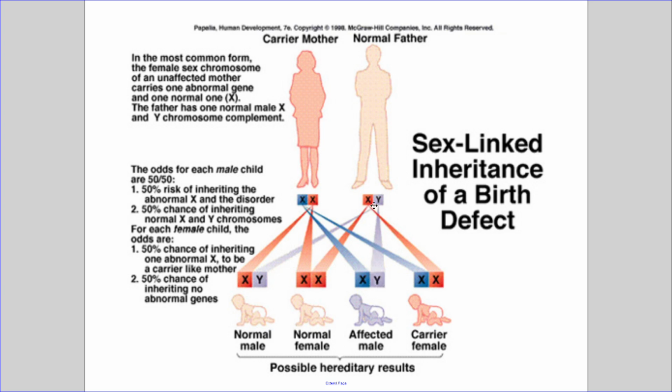And then you could also have a good X from dad and a bad X from mom. That would be a carrier female. So she wouldn't be affected by the disease because she happens to have a good X that she got from her dad, but she would be carrying the disease to possibly pass on to her future children.